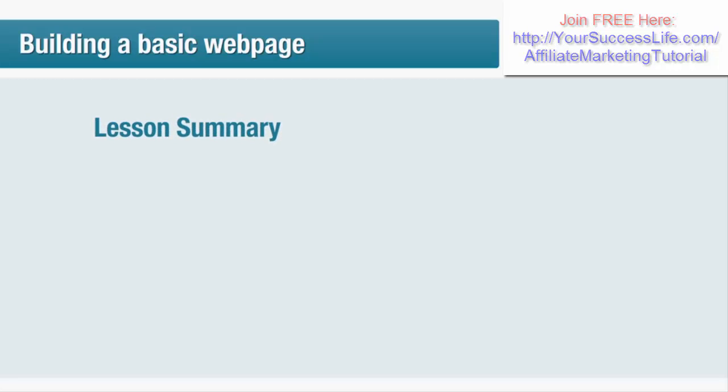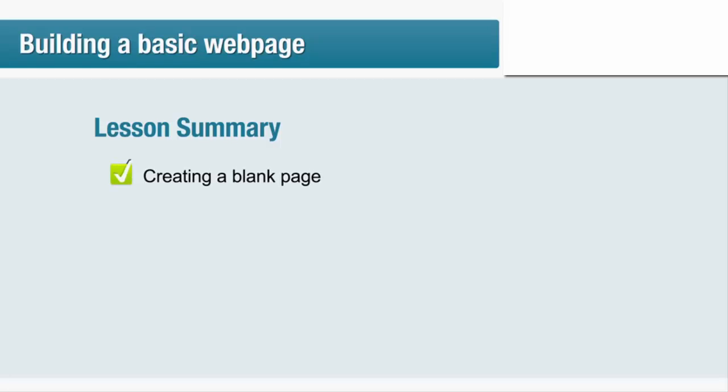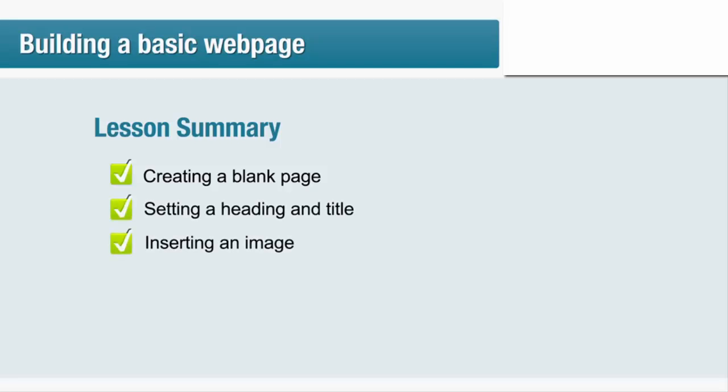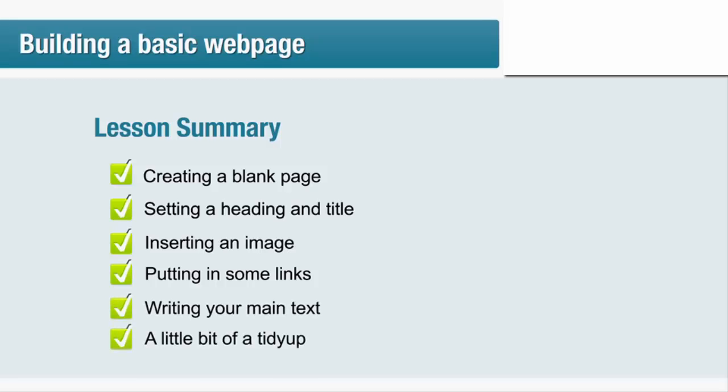In this lesson, we looked at how to create a web page in both Dreamweaver and in code. We looked at adding the following parts: creating a blank page, setting a heading and title, inserting an image, putting in some links, writing your main text, and a little bit of cleanup.